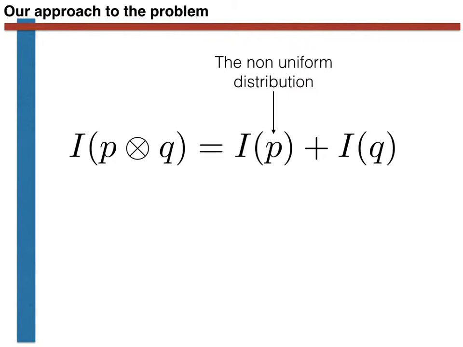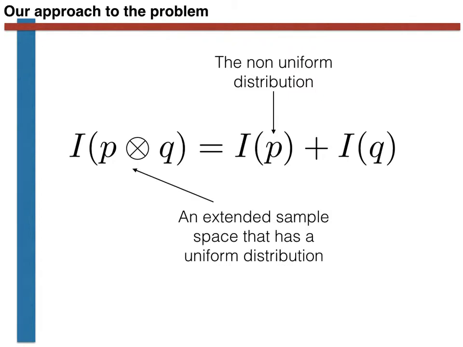Q will then be a probability distribution that we introduce so that the joint probability distribution, P times Q, is a uniform probability distribution over an extended sample space. Our reason for doing this is that if we can work out the number of elements in the extended sample space underlying the probability distribution P times Q, then we can work out the information content of P times Q as this probability distribution is uniform.